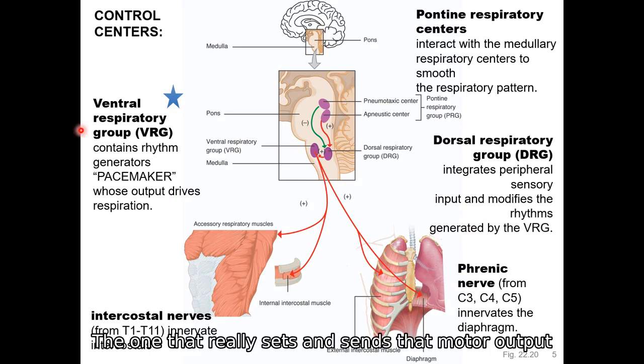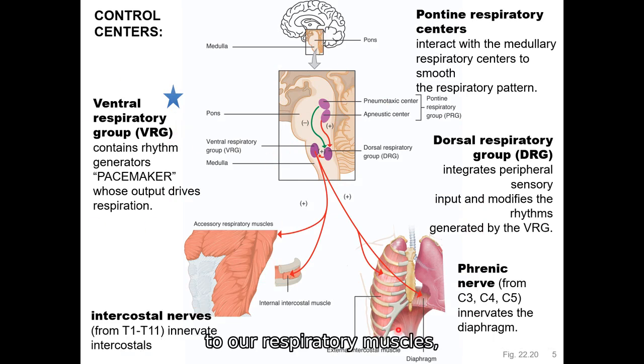Okay? The one that really sets and sends that motor output to our respiratory muscles, so to the diaphragm by the phrenic nerve, or to those intercostals, that is going to be from the ventral respiratory control group. But there's lots of information that goes in, so the ventral respiratory control group will initiate that breathing, but they sort of are communicating with the other respiratory groups.